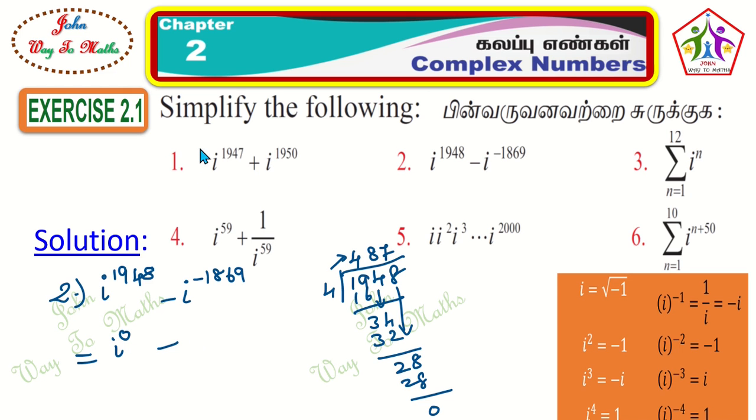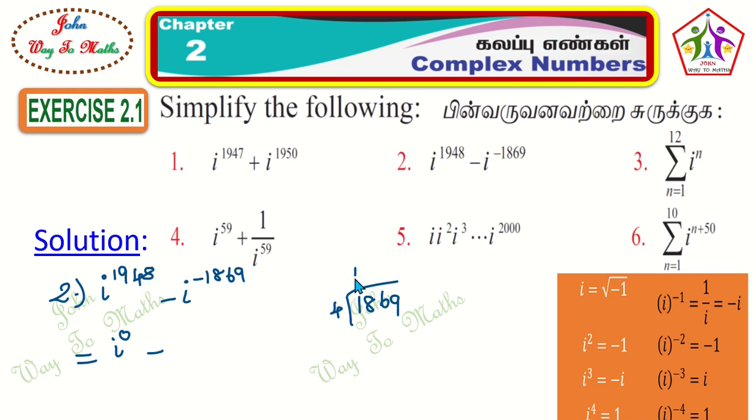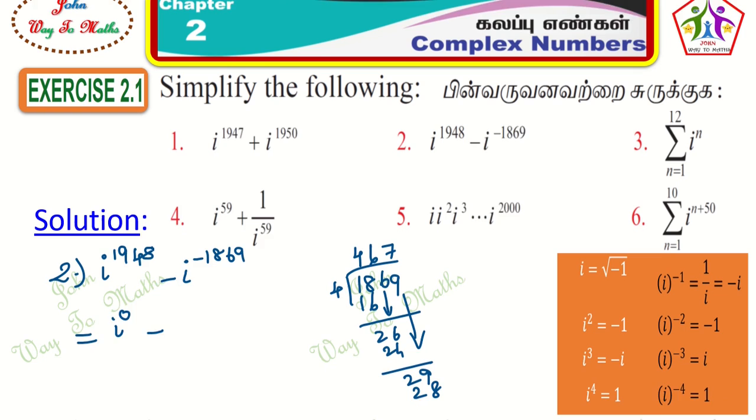Then minus, next I'm going to find 1869. We divide by 4. 4 4s are 16. Then the remainder is 2. So 6 comes, 6 4s are 24. So remaining 2. So 9 comes. So 29. Here 7 4s are 28. So the remainder becomes 1.